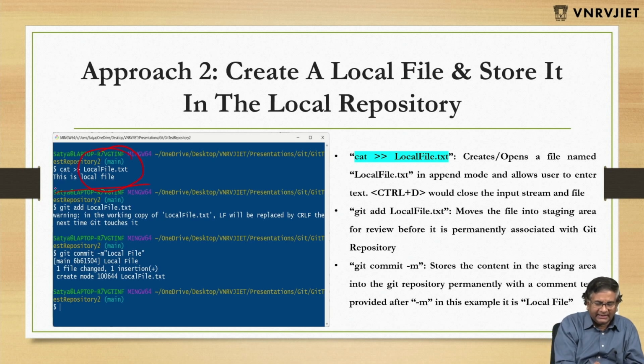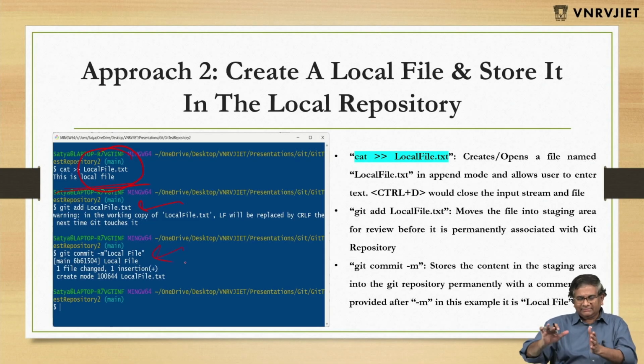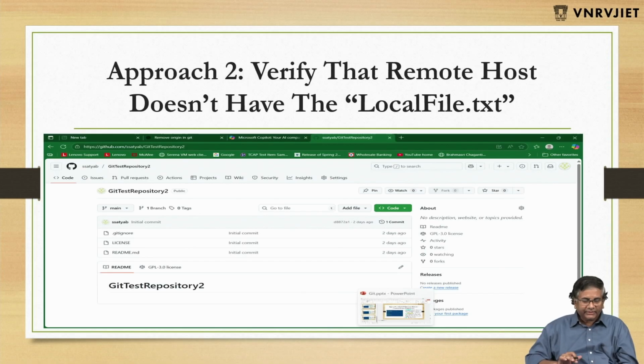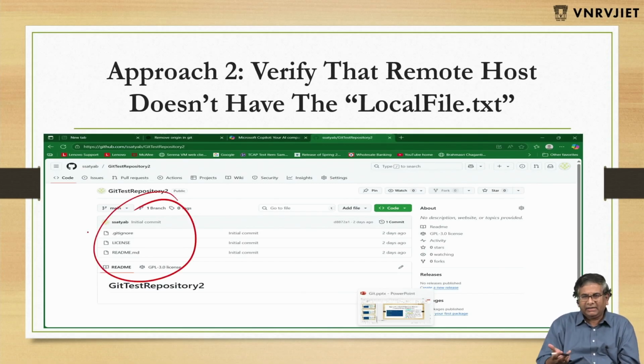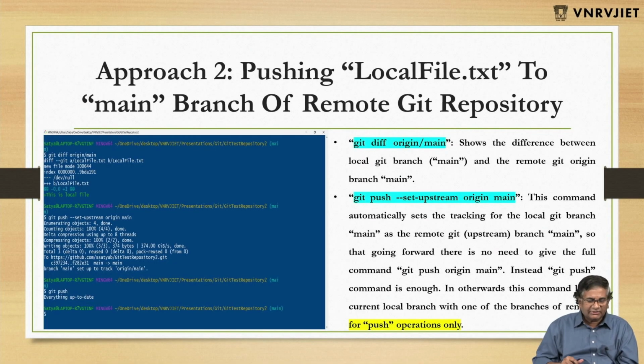It is git test repository 2 in this approach 2. So I created a file using the cat command, added the file to staging, then committed the file. So the file is created and stored in the local repository. Now I checked the server; it's not there, because I haven't pushed it. So it's not there, which is obvious.